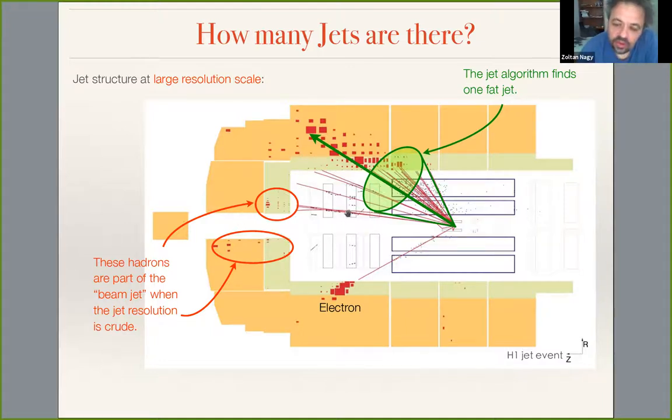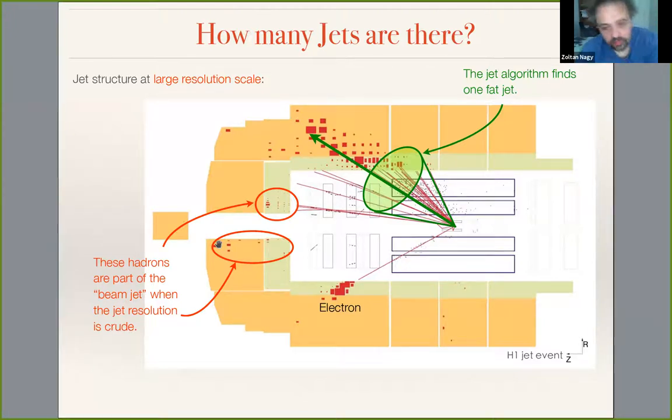This is using the H1 detector, which is no longer functioning, but it's a nice display. Here is a DIS process, and of course we have an electron. This is the scattered electron. The electron and the proton come in, they collide, and this is the scattered electron. And then you see lots of hadronic activity here. When we have just a large resolution scale, we identify basically this big fat jet here, and all the other activity is basically part of the beam jet. Those are not resolvable, and it's hard to do any measurement on that.